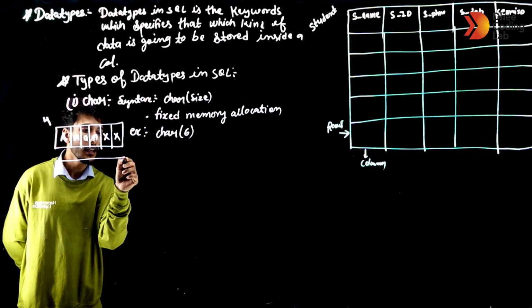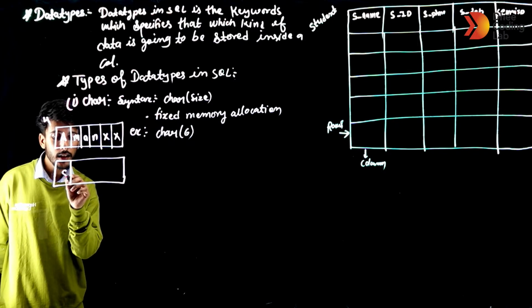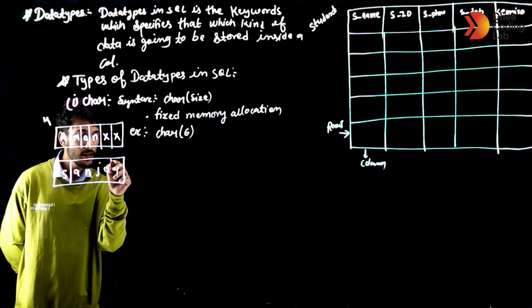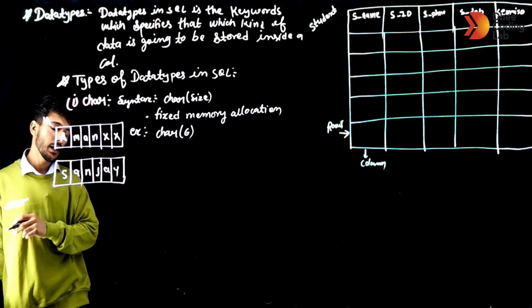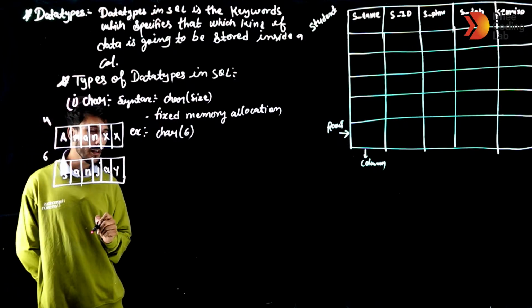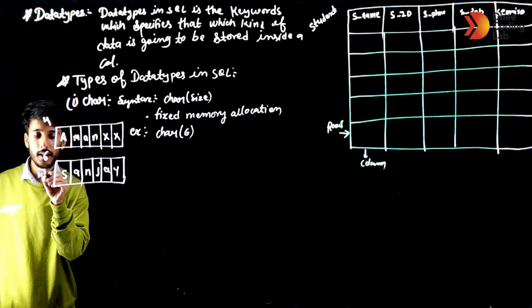Again, let's take an example of another name. When other data comes, let's say the entity name is Sanjay. What is the size of Sanjay? 6. Did any block get wasted? No block got wasted.